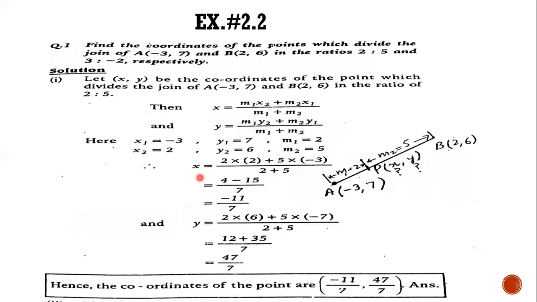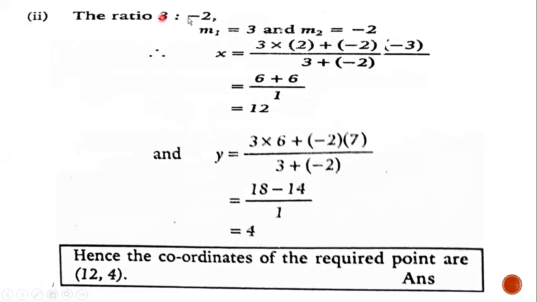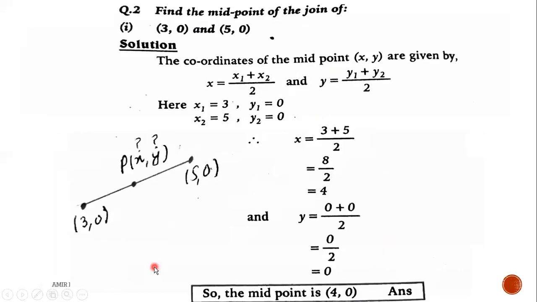ये इंटरनल डिवीजन फॉर्मूले से हमने पॉइंट ऑफ डिवीजन फाइंड किए. M1 M2 मालूम है, X1 X2 Y1 Y2 सब मालूम है. फॉर्मूले में सब्स्टिट्यूट किया हमने और पॉइंट ऑफ डिवीजन के कोऑर्डिनेट्स मालूम कर लिए. ये रेशियो गिवन है, डिफरेंट रेशियो 3 and -2. इंटरनल डिवीजन के फॉर्मूले में सब्स्टिट्यूट किया, पॉइंट ऑफ डिवीजन के कोऑर्डिनेट्स मालूम कर लिए.